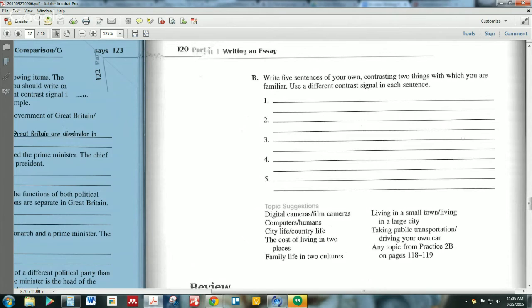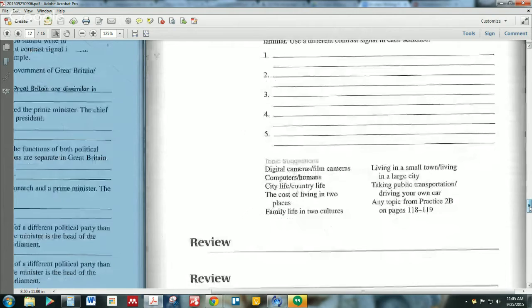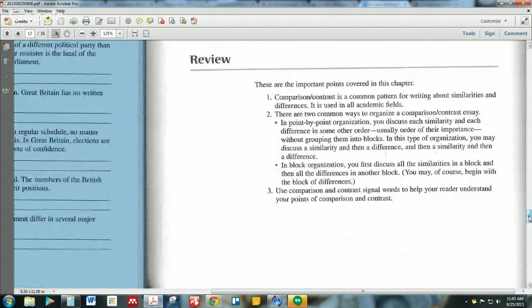The rest of this chapter, there's a few more instructions, some review. So comparison contrast is a common pattern for writing about similarities and differences. It's used in all academic fields. It's not a simple process, but I do want to emphasize that because you have one section that's comparison contrast, it doesn't mean that your whole essay has to be, but it could be. So keep that flexibility. Make a choice and stick with it.